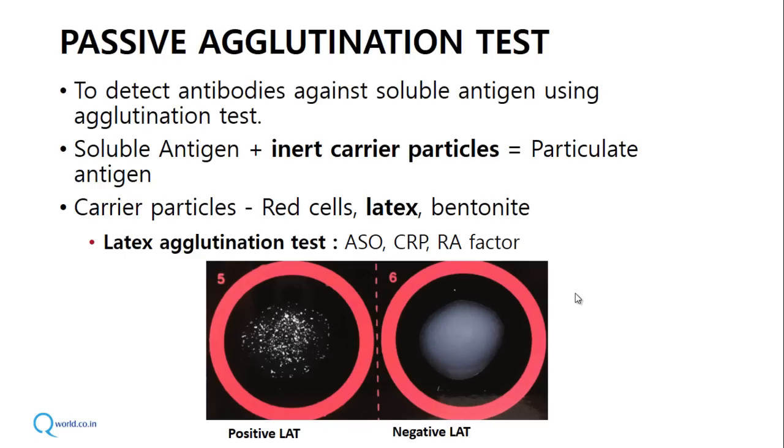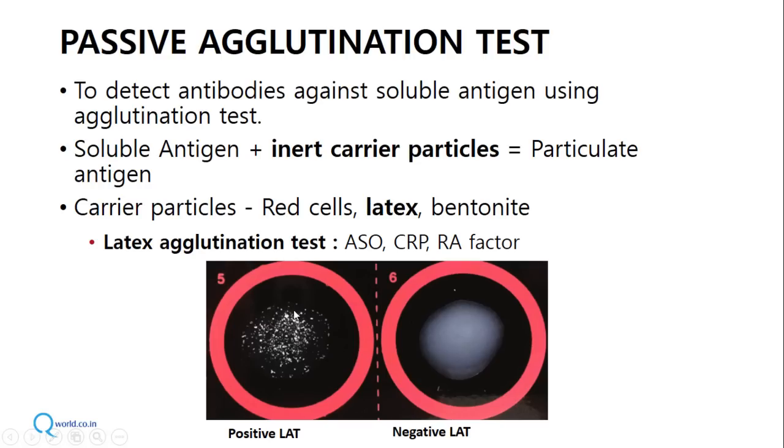I will use inert carrier particles which are large in size and make this antigen particulate. So what are these carrier particles? I can use RBCs, I can use latex particles, and we can also use bentonite. The most commonly used one is the latex particle. So the latex agglutination test is used for different tests in today's era of diagnosis, like antistreptolysin O test or ASO test, CRP or C-reactive protein estimation, rheumatoid arthritis factor estimation.